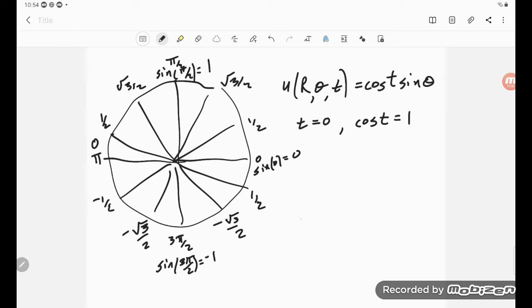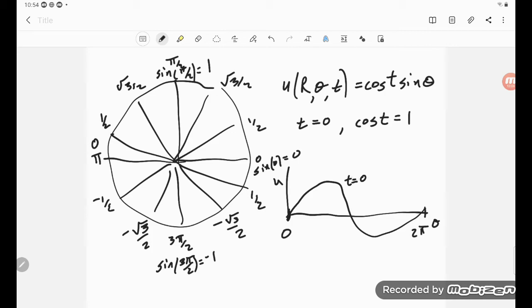But what happens, that's just the normal sine curve. If we look at the picture that they drew, 4 different things all at once, here's 0, here's 2 pi. This is the theta axis, and up here we have u again. This is just a normal sine curve when t equals 0, and that looks something like that. So here's t equals 0.